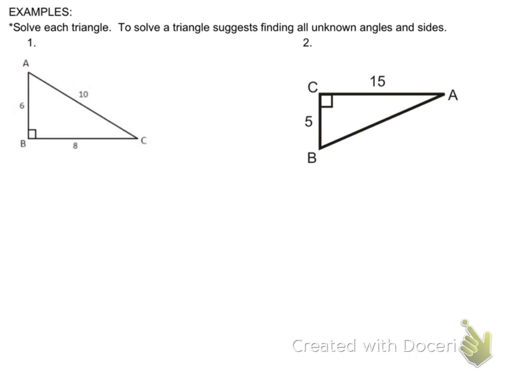So in these ones, we have to solve each triangle. The important part to know is that to solve a triangle suggests that you find all unknowns, whether they're stated or not. And that includes angles and sides. Okay? So there are some nice things about our sides. If you're given 2 of the 3 sides, well, then you can just use what theorem?